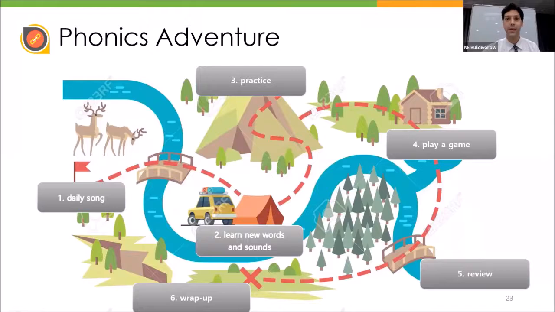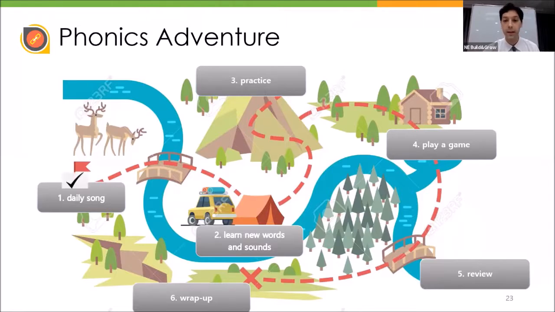Okay, so you have an idea more or less of what a daily song would look like, and you can choose. It's up to you if you want to make it phonics based or if you want to make it more general. But it's good to get the students' blood flowing and get them ready to start learning.